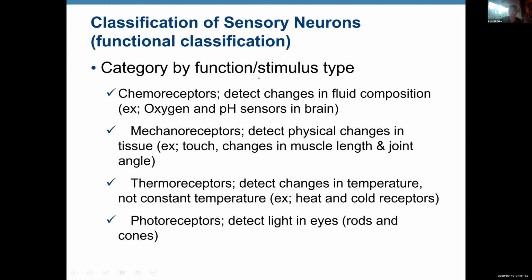Also, we can classify receptors based on stimulus type, like chemoreceptors. That means their stimulus is some chemical, a change in the chemical composition. Mechanoreceptors detect physical changes in the tissue: touch, changes in muscle length, joint angle. Thermoreceptors detect changes in temperature. And proprioceptors are also another category. I don't know if it's included here or not. In some books you would have proprioceptors as a special function, but over here they are just in the mechanoreceptors category. Photoreceptors detect light in the eyes: rods and cones. So that's classification by stimulus type.